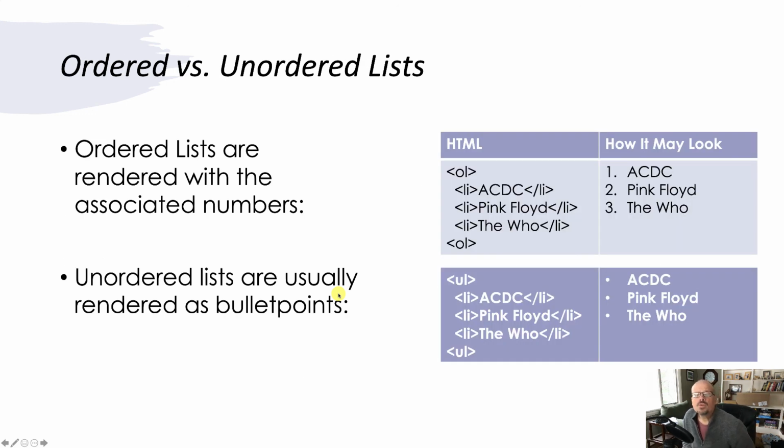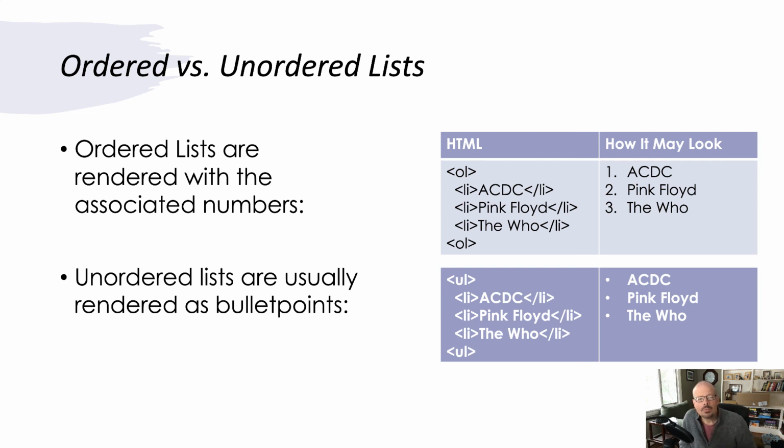A common thing that we will use is ordered versus unordered lists. We'll use unordered lists much more commonly than ordered lists. The only difference here is the O and the U. You'll notice the structures are the same, so I've listed 3 of my favorite bands. An ordered list is typically rendered as a series of numbers, 1, 2, 3, and it will number them for you automatically, while unordered lists are typically rendered as bullet points.